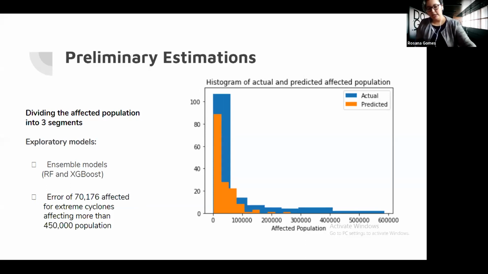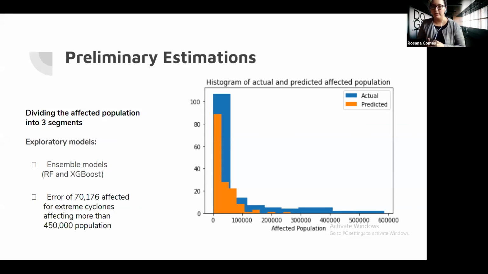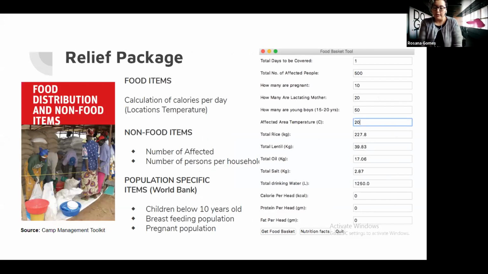So this was the end of part A that I mentioned at the beginning, in which we calculated the affected population. Of course, we have the error bars and so on. You can go to the next slide. And now I'm going to talk about the second part, which is part B, as I call it, which is the relief package tool that we created.